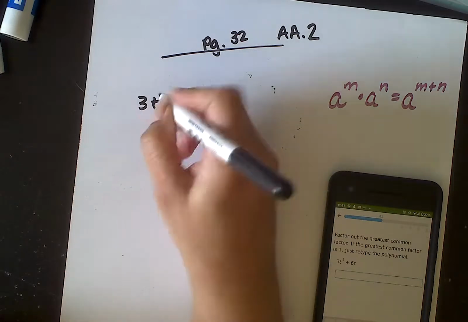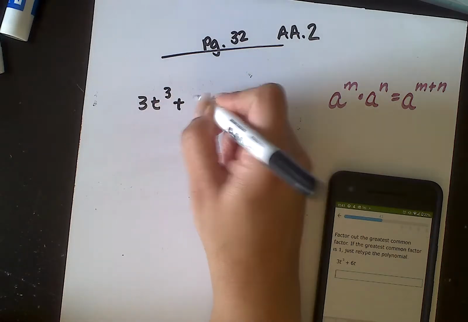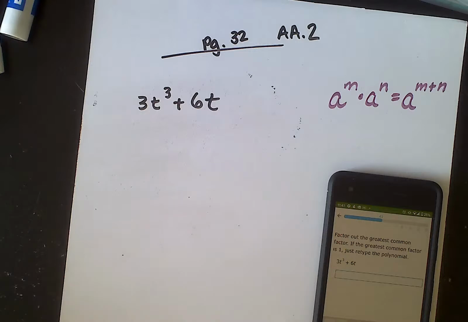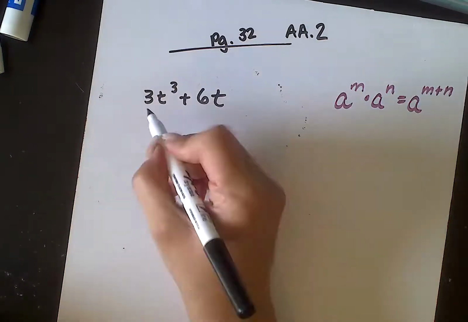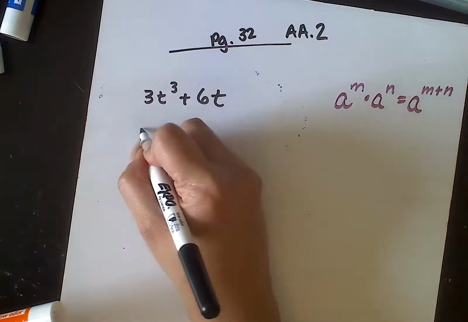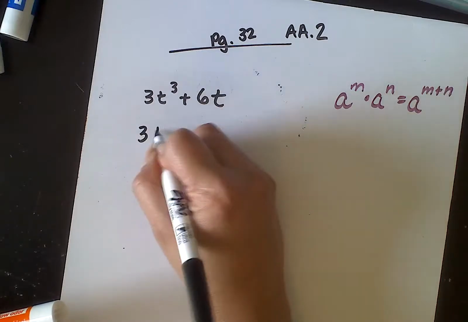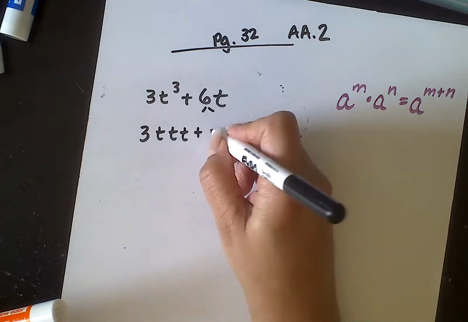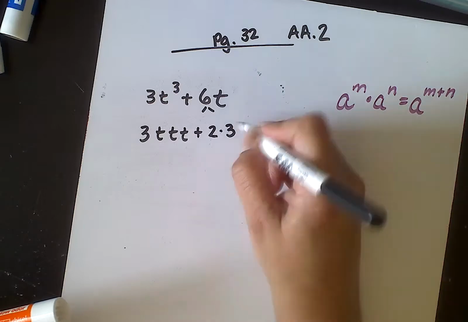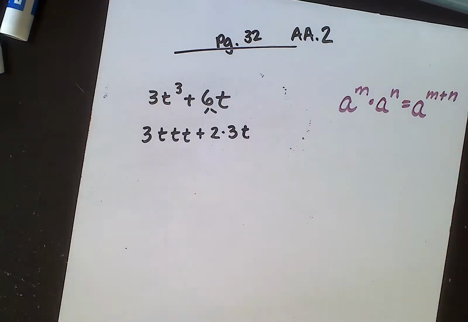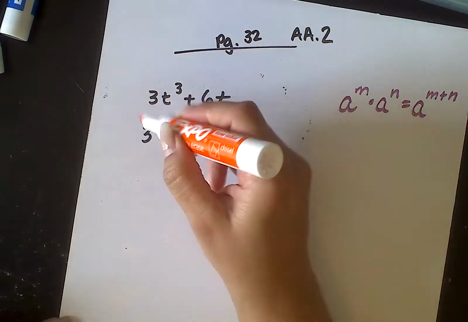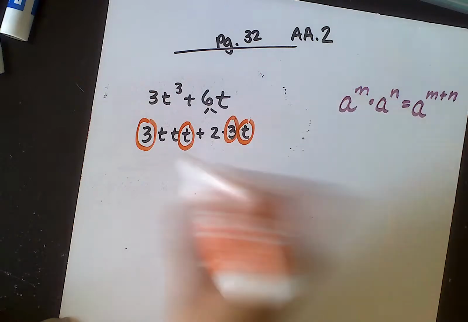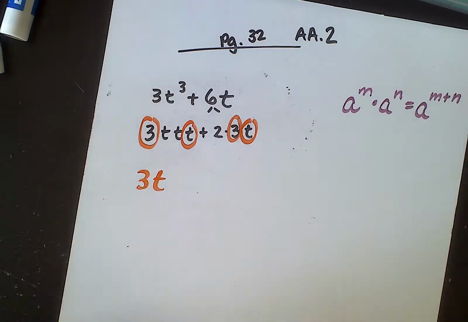Three T cubed plus 6T. Now notice I'm really trying to make my T's not look like my plus sign. Okay, so 3 is prime. T cubed is T times T times T plus, that would be 2 times 3, and just 1T. So in this case, they both have 3 in common, and they both have 1T in common. So 3T is my GCF.